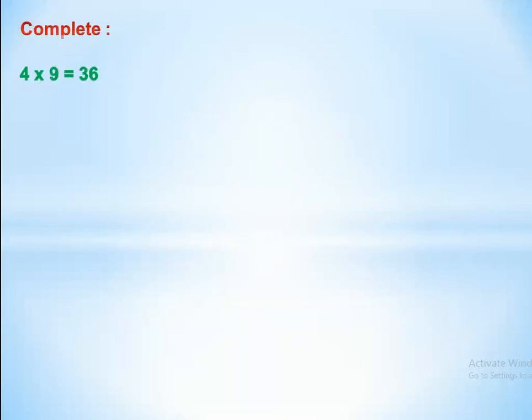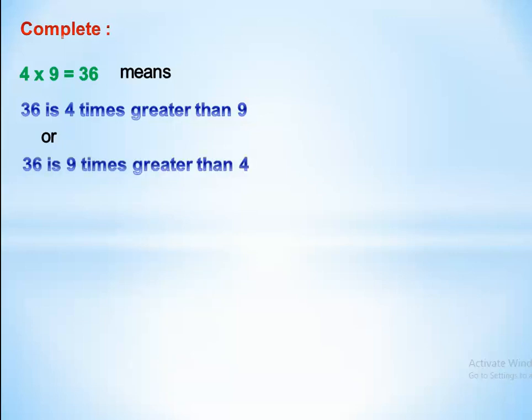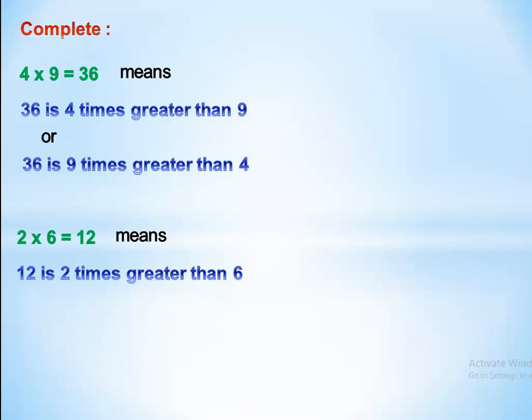Complete. 4 times 9 equals 36 means 36 is 4 times greater than 9, or, starting with 9, 9 times greater than 4. 2 times 6 equals 12 means 12 is 2 times greater than 6, or 6 times greater than 2.